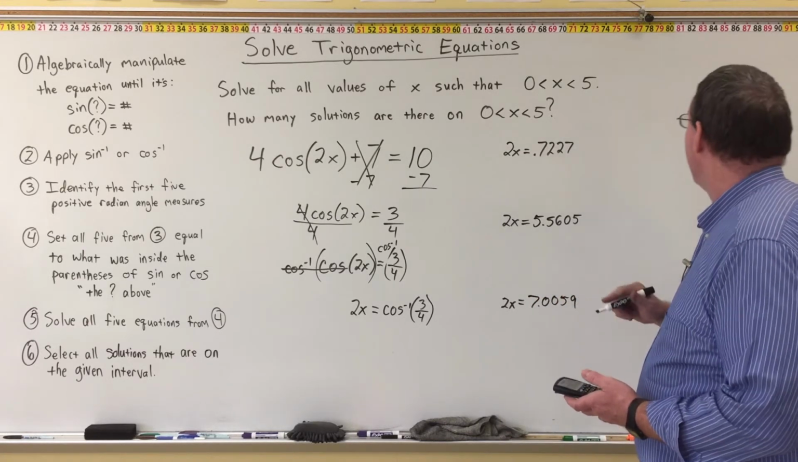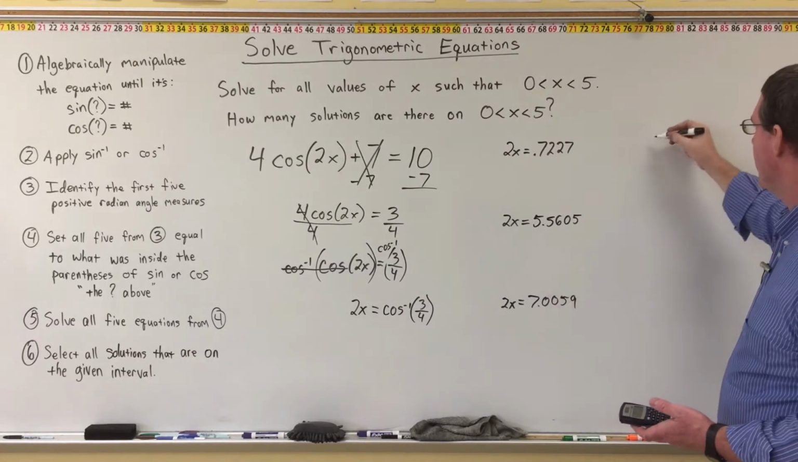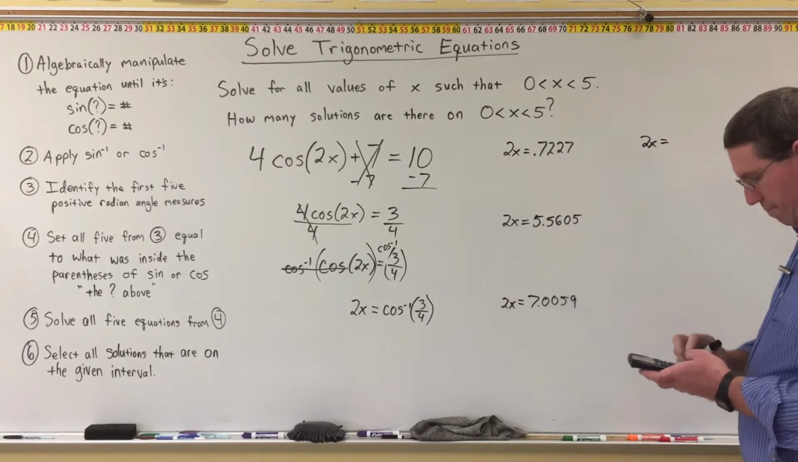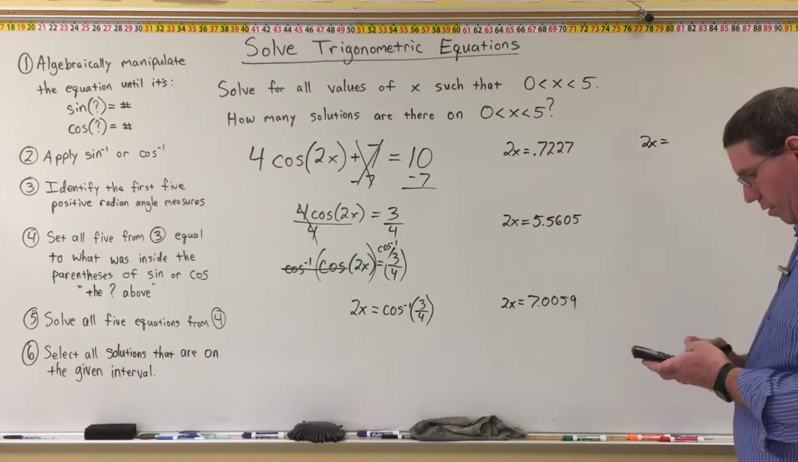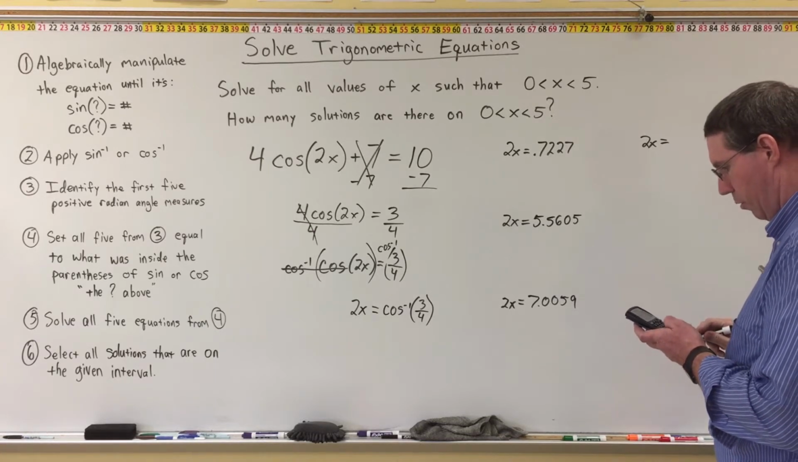Now I'm going to move over here for the next one. I need space. I'm going to show you why in a minute, why we need space under each one. Now 2x is equal to, we're going to take 5.5605 and add 2 pi, which gives 11.8437.